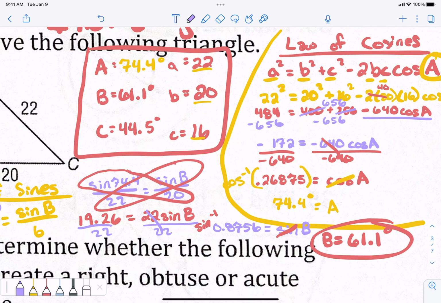So one more thing that I will check, like 22 is my biggest side, 74 was my biggest angle, 16 was my smallest side, 44 was my smallest angle. So that is consistent. Like that makes sense to me.